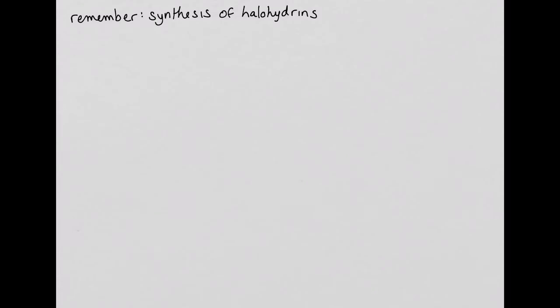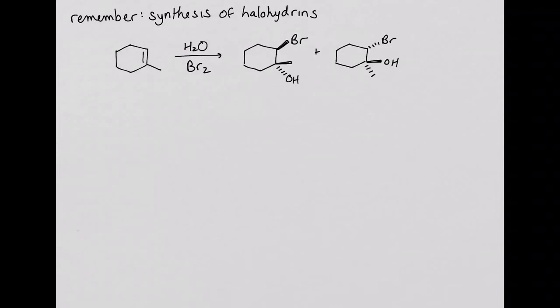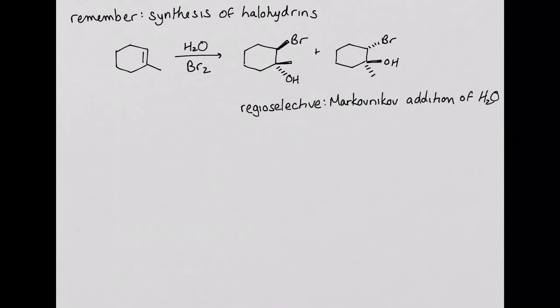Halohydrins are synthesized from alkenes. The reaction occurs when an alkene is treated with a halogen and water. Remember that the mechanism proceeds through the bromonium ion. This produces two stereospecific products. The synthesis of halohydrins is both stereoselective and regioselective. It's regioselective in that we see Markovnikov addition of water. Notice in both cases that the hydroxyl group adds to the carbon of the alkene that is more substituted.